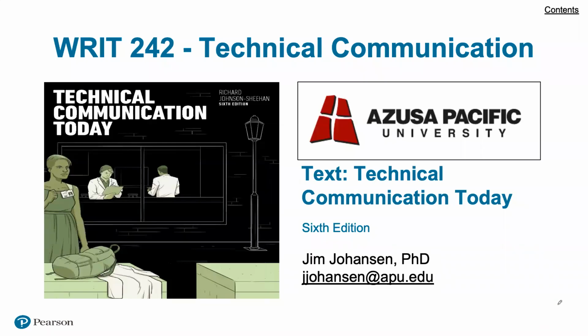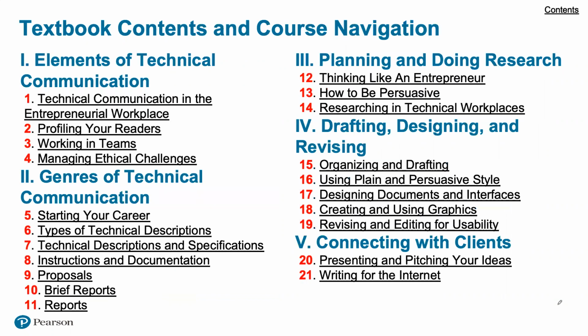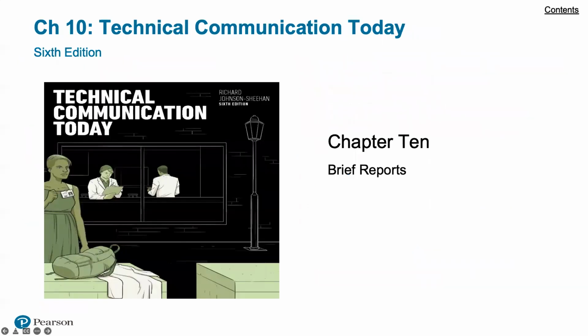Well, welcome back to our course, Writing 242 Technical Communication. We're continuing to work through this second section where we're talking about specific types of genre that come up in technical communication. We just spoke about proposals and we talked about those four: internal and external, solicited and unsolicited. Now we're going to talk about a different type of technical communication, which is brief reports.